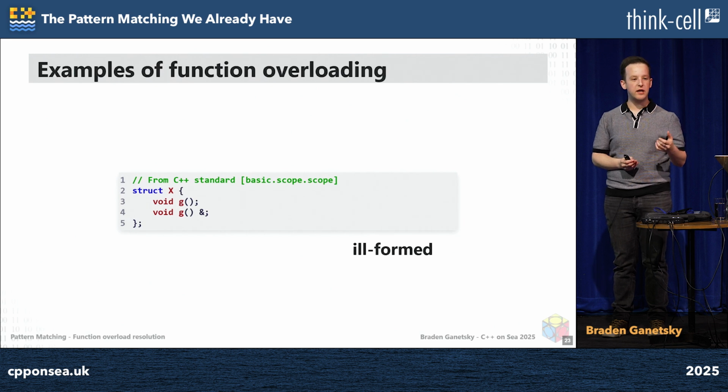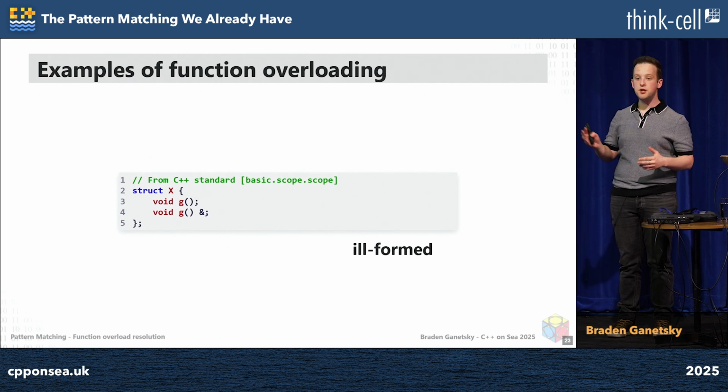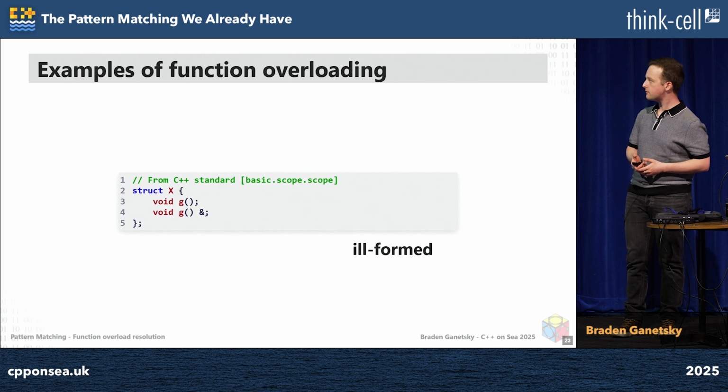So the declaration on line 3 can be for L values or for R values. The declaration on line 4 is only for L values, so they conflict with each other. Inside of a struct, you cannot declare the identical same function more than once, and so this is ill-formed.